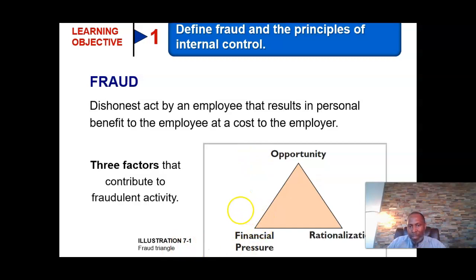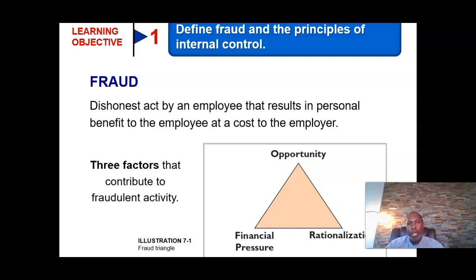Often fraud is committed when there's also an opportunity, meaning that a company may not have the appropriate controls and procedures in place in order to prevent fraud from taking place or to catch the fraud once it has been perpetrated. And then we have this third factor known as rationalization, meaning that people try to rationalize why they are committing fraud.